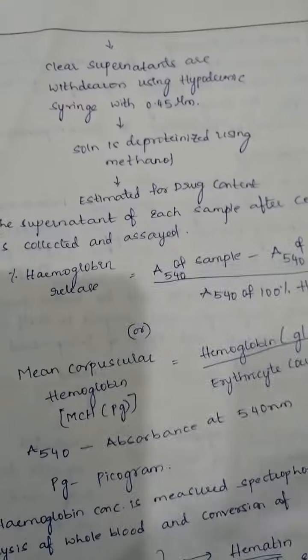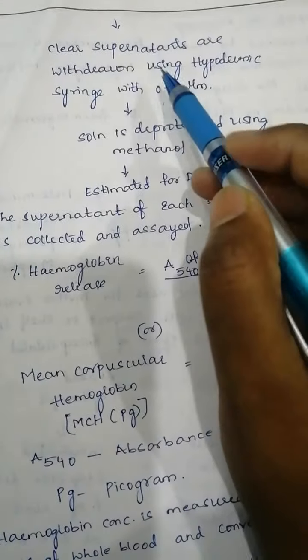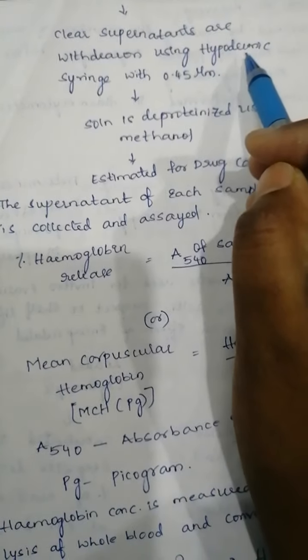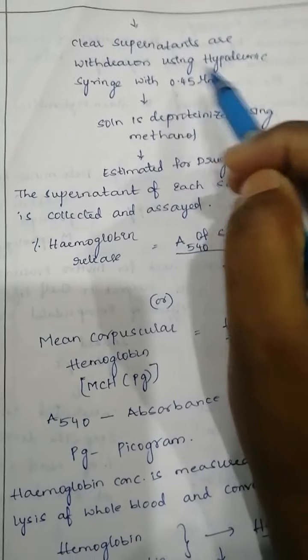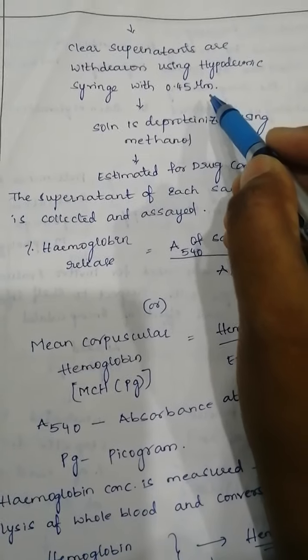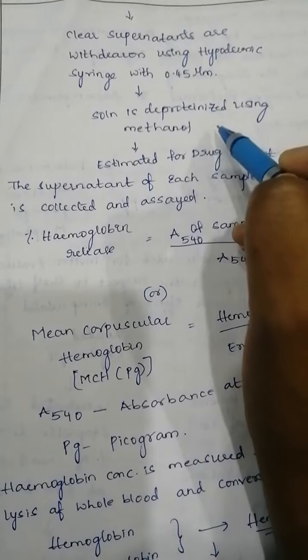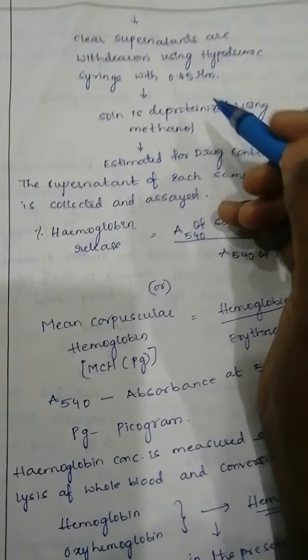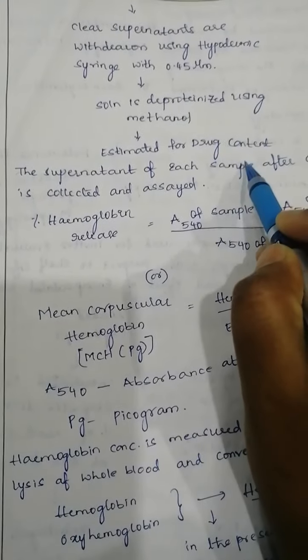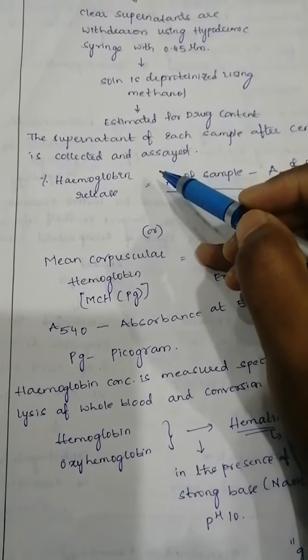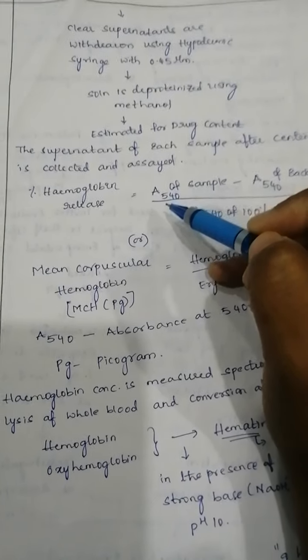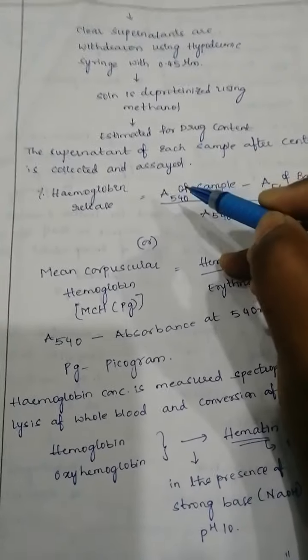Afterwards, when you store that, you will get a clear supernatant liquid. So you withdraw this supernatant liquid by using a hypodermic needle with a 0.45 micron syringe filter, and whatever solution you are taking, you are going to again deproteinize it by using methanol. Then you are going to estimate it for drug content. Then the supernatant of each sample after centrifugation is collected and assayed. So in this process we are going to do the drug release in vitro. For this purpose you are doing all these steps.